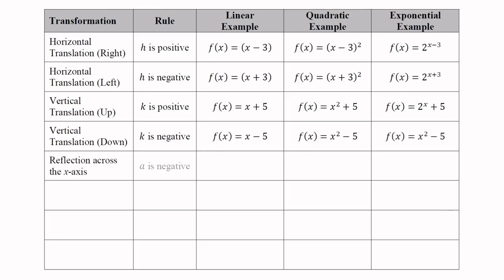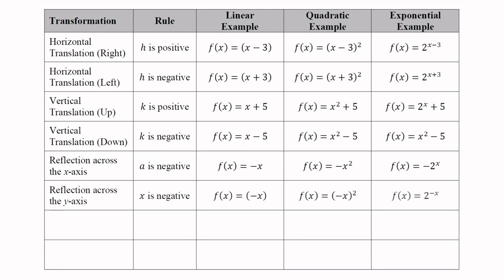Reflection across the x-axis occurs when a is negative, so you're always going to look for a negative sign out in the front of your function. A reflection across the y-axis always occurs when x is negative, so that negative will be in front of the x. Notice that you have to have the parentheses on a quadratic or an exponential for that reflection of the y-axis to occur. For a linear, a reflection across the x is the same as a reflection across the y.